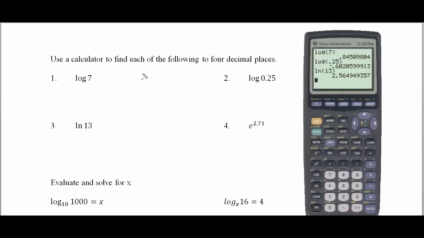So let me get these down. You can write these in if you'd like. 8,451 ten-thousandths, -6,021 ten-thousandths, 2 and 5,649 ten-thousandths, and for the last one, we're going to have e, and you'll notice when we do e, we go second log, and it automatically puts that up in the exponent for me, and so this gives us 15 and 293 ten-thousandths.